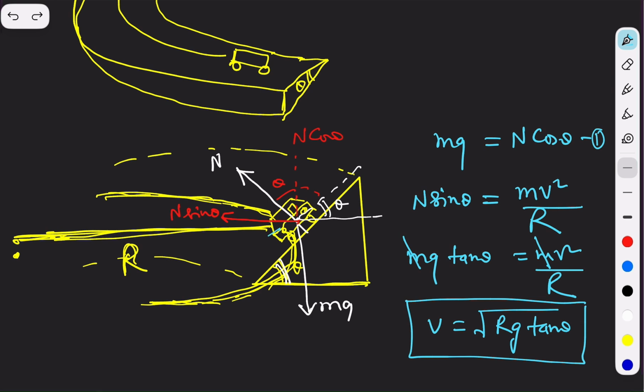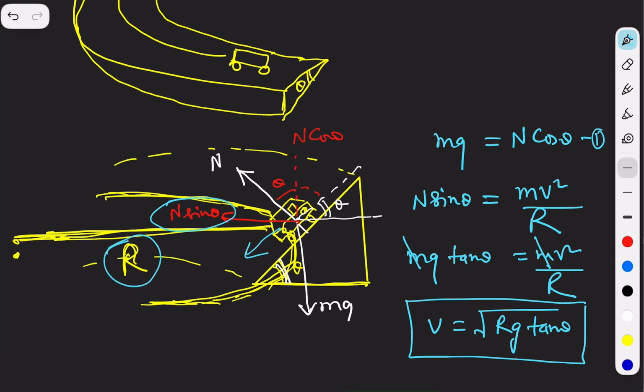Because your velocity is less, the n sine theta is more, of course. So to maintain the n sine theta, you need a lesser radius, then only you can do this thing. I hope you're getting my point.